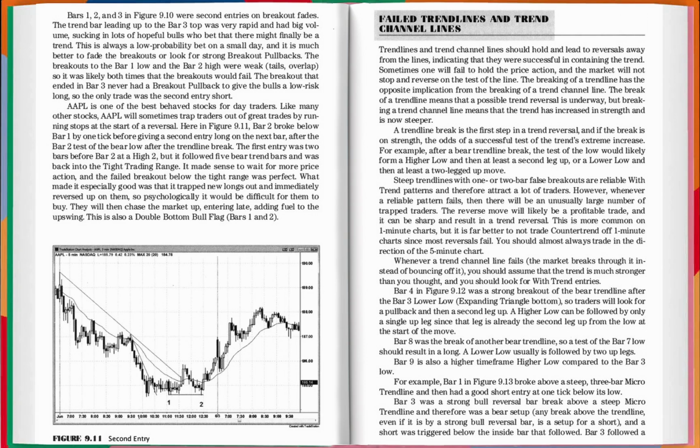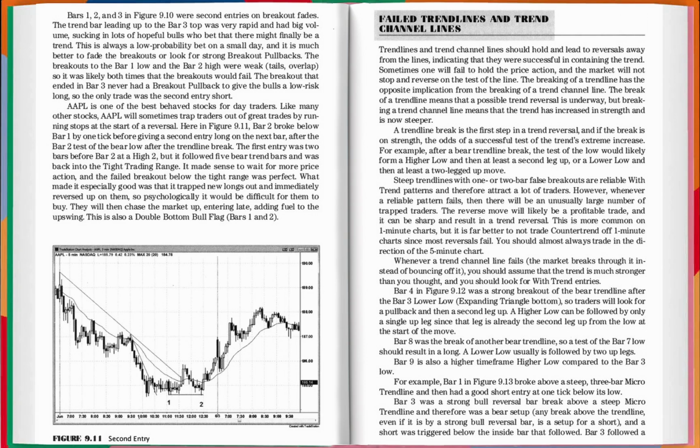Apple is one of the best-behaved stocks for day traders. Like many other stocks, Apple will sometimes trap traders out of great trades by running stops at the start of a reversal. Here in figure 9.11, bar 2 broke below bar 1 by 1 tick before giving a second entry long on the next bar, after the bar 2 test of the bear low after the trendline break. The first entry was 2 bars before bar 2 at a high 2, but it followed 5 bear trend bars and was back into the tight trading range.